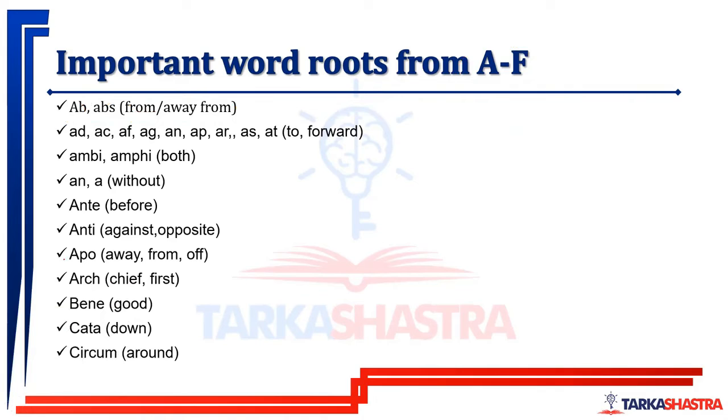Next, let's talk about AD, AC, AF, AG, AN, AP, AR, AS, or AT. All these basically mean to or forward. What are the words? Adit, A-D-I-T, quite an unusual word. Adit means entrance. Adjure, admit, accord, accretion, accrue, affliction, aggregation, annexation, apparition, arraignment, assumption, attendance, right? So these are all the words from this.